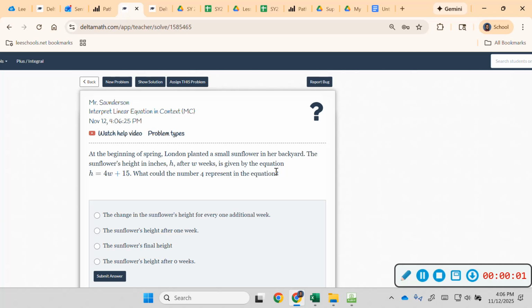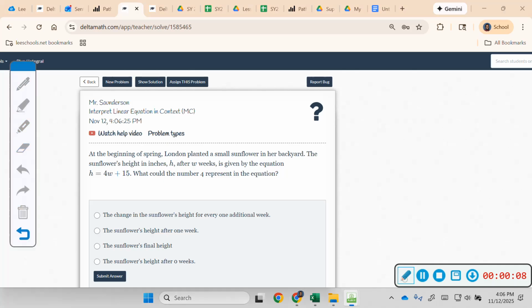Unit 4, linear and absolute value functions, question number 5. So question number 5 wants us to again interpret a linear context, but this time we don't have a graph, we only have the question. It says, at the beginning of spring, London planted a small sunflower in her backyard. The flower's height in inches h after w weeks is given by the equation right here.